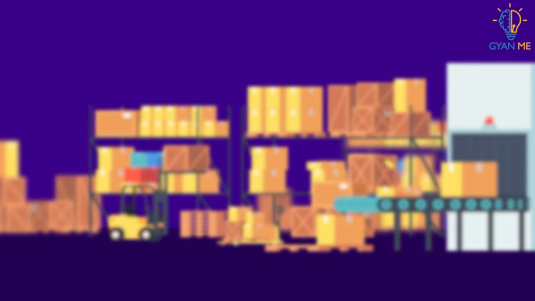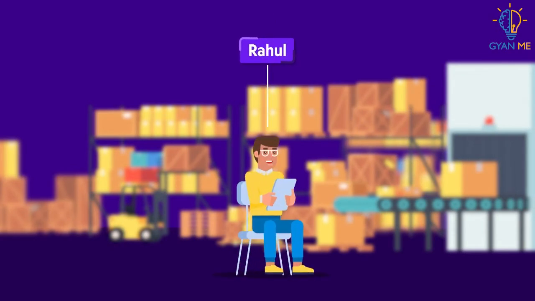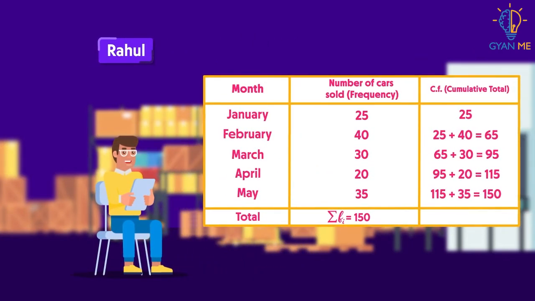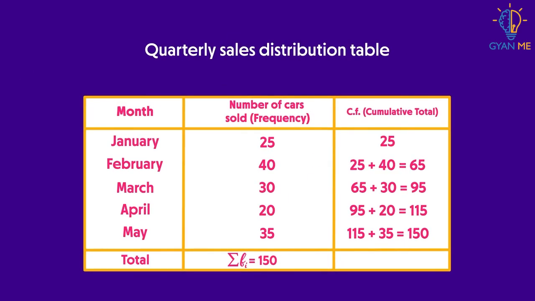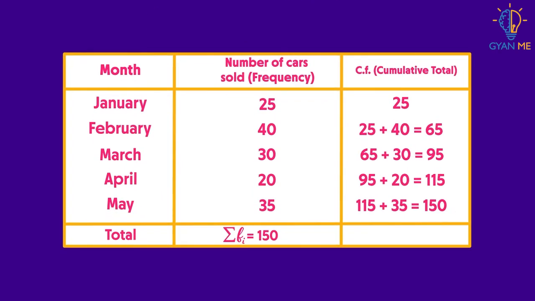In this example 1, Rahul is the sales manager of a toy car making company. He made a frequency distribution of his quarterly sales of toy cars. His manager asked him how many toy cars he was able to sell by the month of March. To answer, he started checking his quarterly sales distribution table. He observed that his sales for the month of January were 25 cars, February was 40 cars, March was 30 cars, and so on.